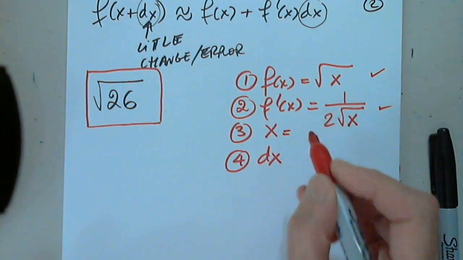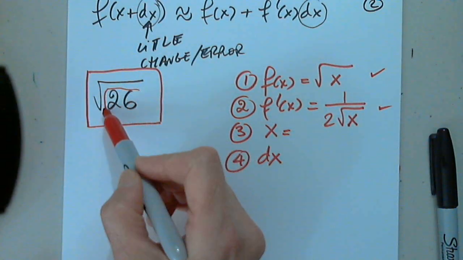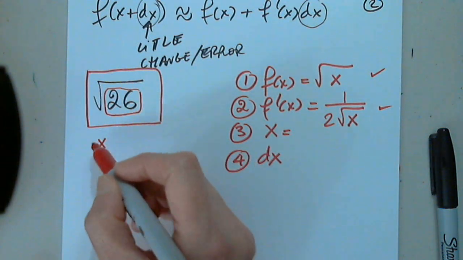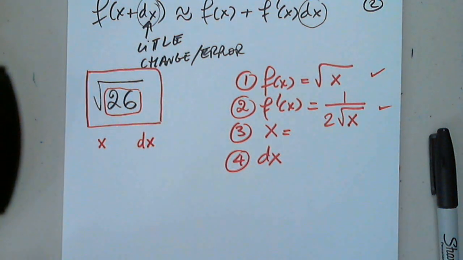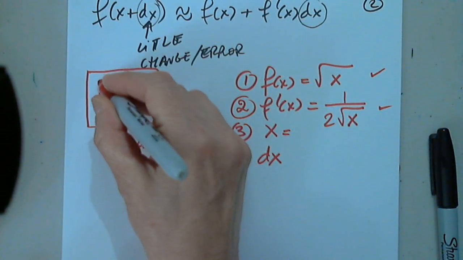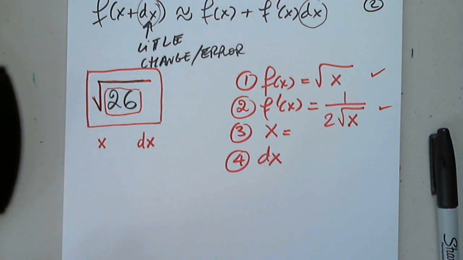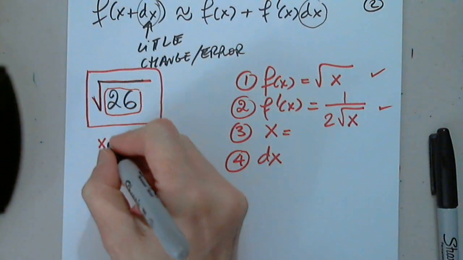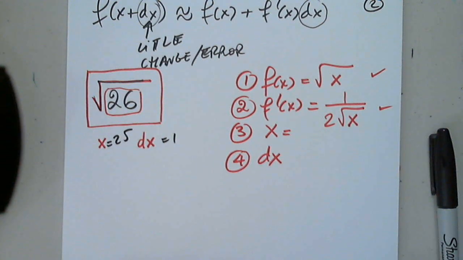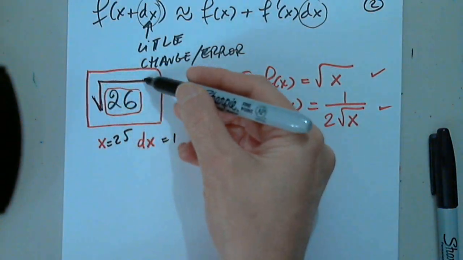Please have a list of formulas handy at all times. Good. Now, let's look here. What do you think is x? And what do you think is the minor error? Think in terms of the square root, of course. You cannot take that out of the picture. What do you think x could be? And the tiny value dx could be? 25 and 1. Absolutely, because we're talking about the square root.